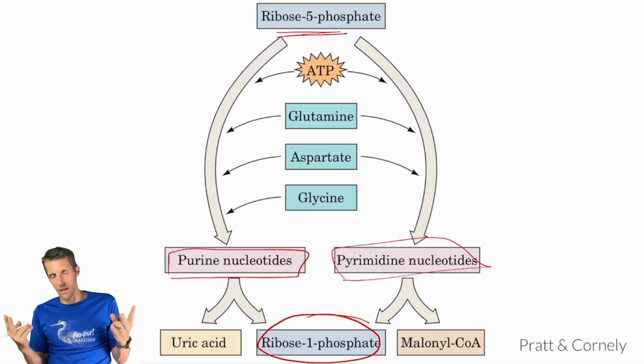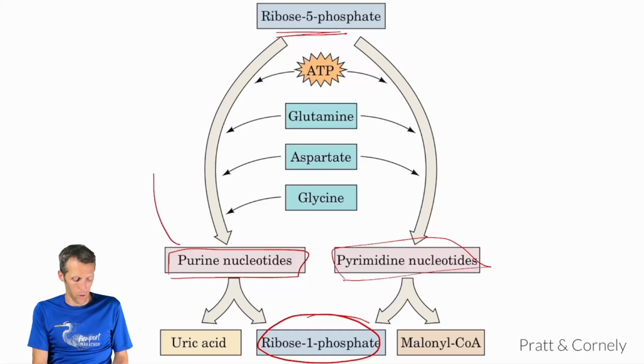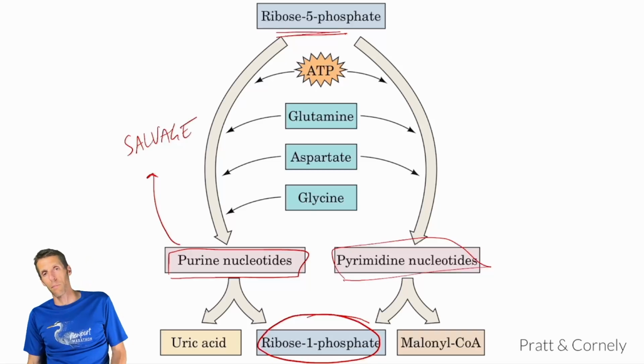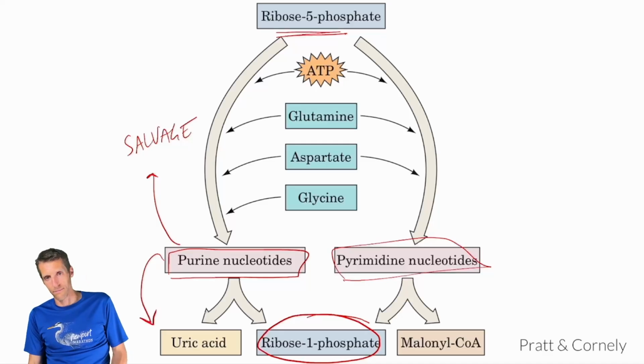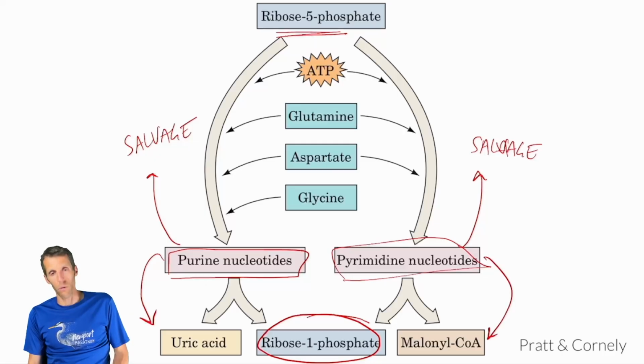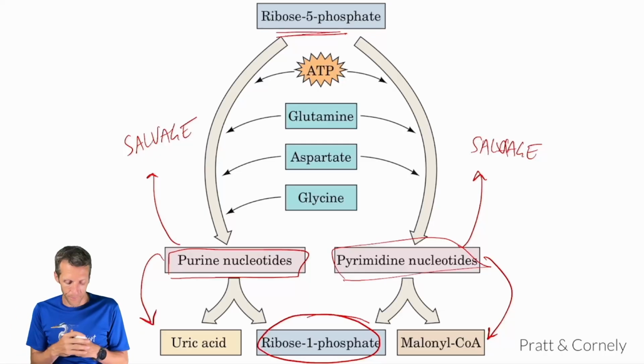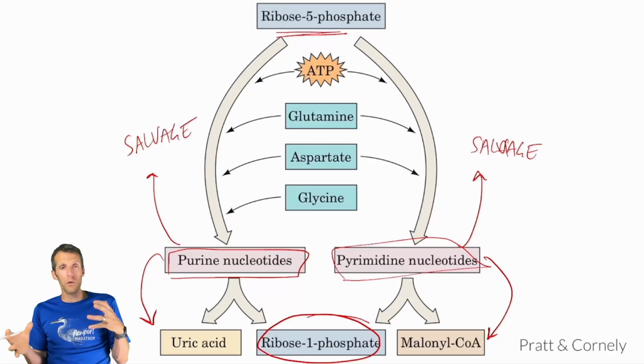And then there are two basic possibilities. You either go into what's called a salvage pathway, which is keep using that purine for something else. Or you take the purine and you make it into uric acid. Pyrimidines, you either salvage and use that pyrimidine for something else, or you go into malonyl-CoA. You might remember malonyl-CoA from fatty acid synthesis. Same molecule. Biology reuses the same things over and over. But overall, those are the basic outcomes.